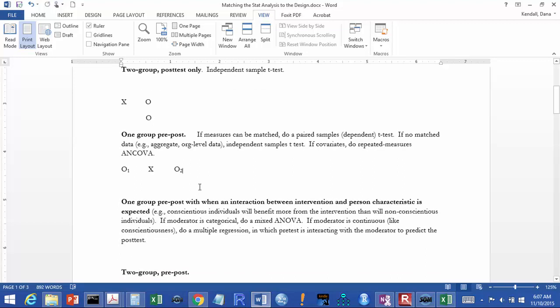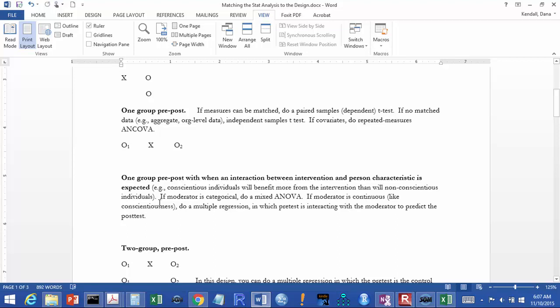All right, so that's the simple one group pre-post. Now there may be a certain situation in which you believe that there is another variable, and when people have a lot of that particular variable, they will gain a greater benefit from the intervention than those who do not have that. So for example, highly conscientious individuals will benefit more from the intervention than those who are not as conscientious.